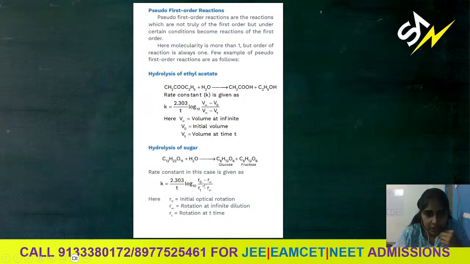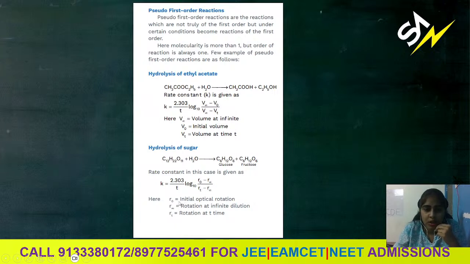Here the rate constant in this case is calculated similarly to the first order equation, that is K is equal to 2.303 by t log to the base 10. We are taking here R. What is R? R given here is rotation. For the above example, we took the specific condition as volume. For this hydrolysis of sugar, we are taking the specific condition as rotation.